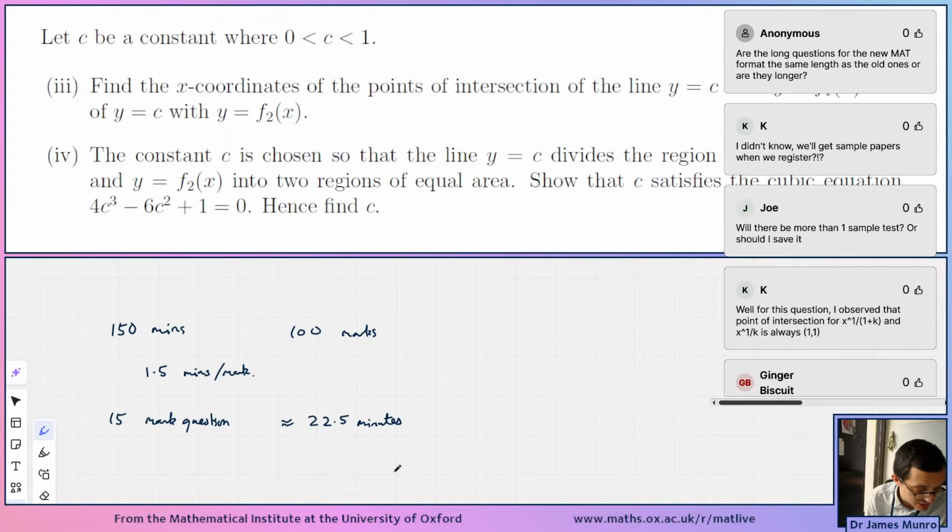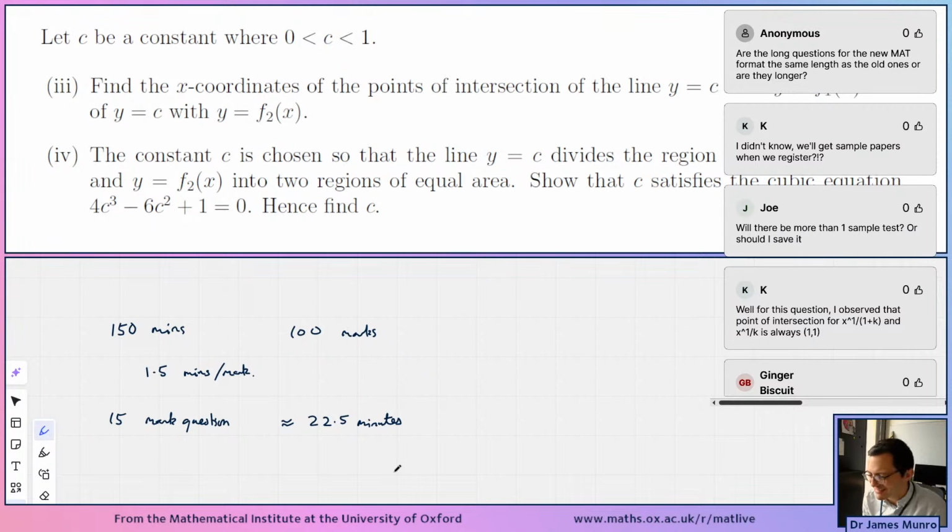Personally, I wouldn't use it as a mock, I think. What would I do? I'm not sure I would do a mock. I think I would just do lots of questions. Yeah, not sure I would do a time test. You could do a time test if you want to. Up to you. Are the long questions from the new MAT format the same length as the old ones, or are they longer? They're supposed to be the same because they're still worth 15 marks.